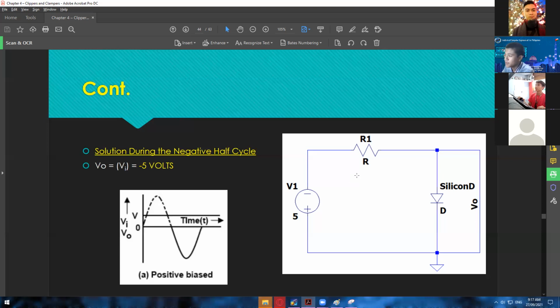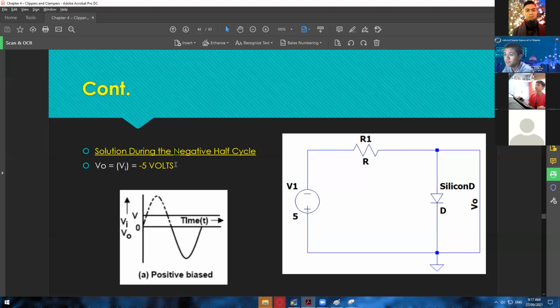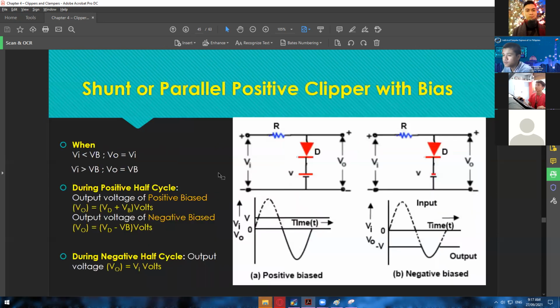Okay. Anyway, going back to our example number 14, negative half cycle. So were you guys able to get this one? All right. So let's now move on. How many minutes left? 3 minutes. I guess we can explain this one real quick.